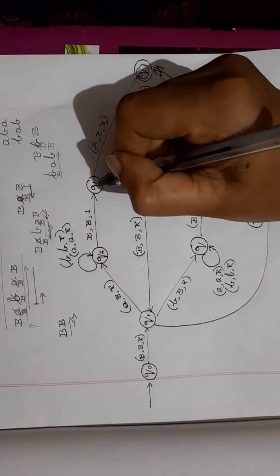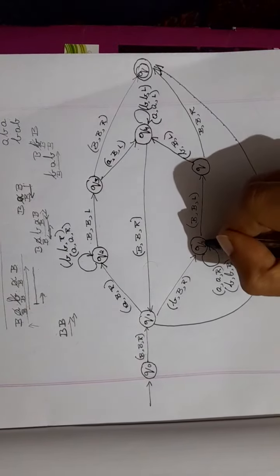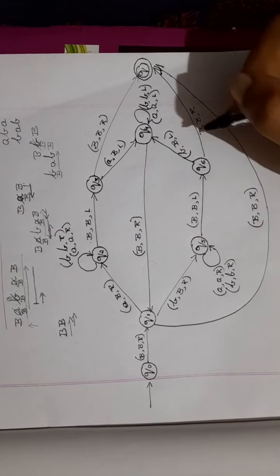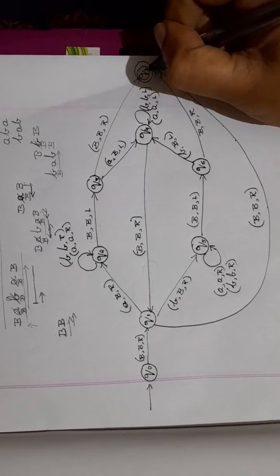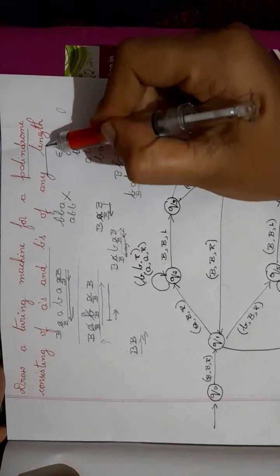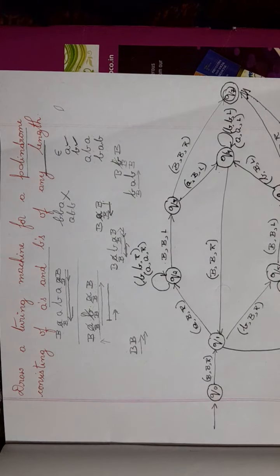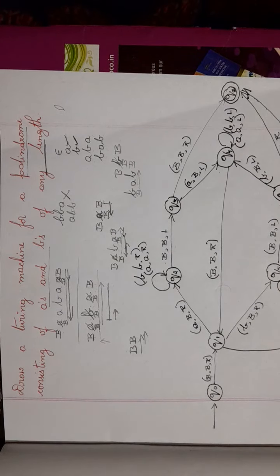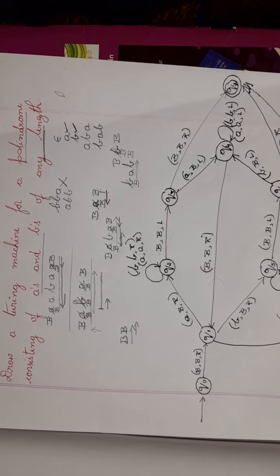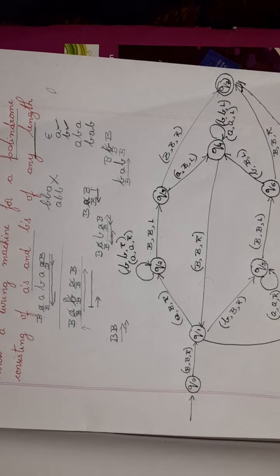I'll just name this Q2. I'll take this as Q3, Q4, Q5, Q6. This is my final state. I'll take it as Q7. So this is a Turing machine for a palindrome consisting of A's and B's of any length. You can take different examples and check whether it is acceptable or not. Once you are done with this, you have to write the tuples and then write the transition function. And then if you want, you can check the moves.